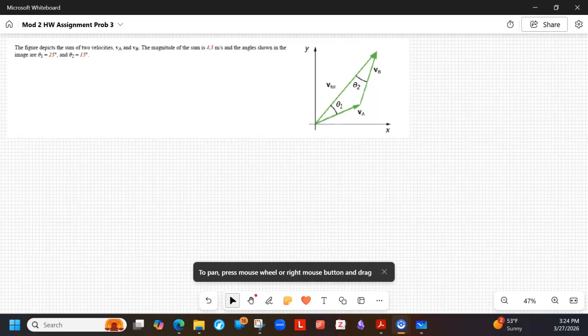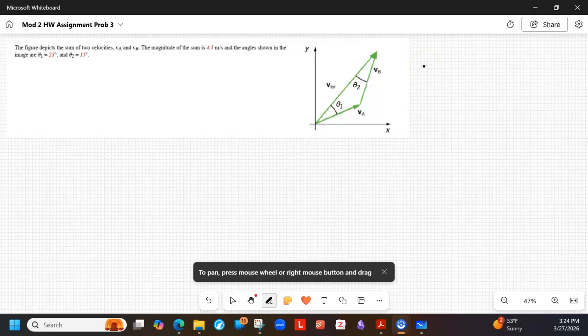Greetings. I want to give a brief overview of how to approach Module 2 Homework Assignment Problem 3. I'll show you how I would do it. Bear in mind that the numbers in my version of the problem will be different than the numbers in yours. So in this problem you're given this arrangement of three vectors.